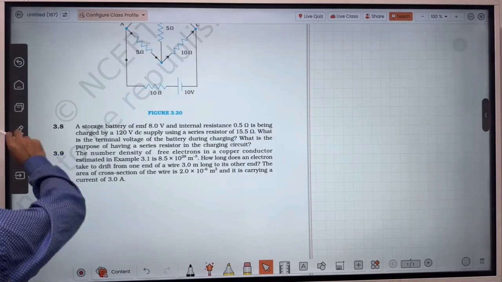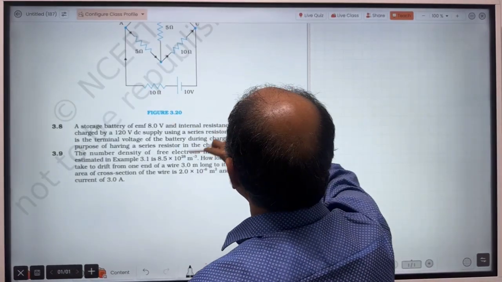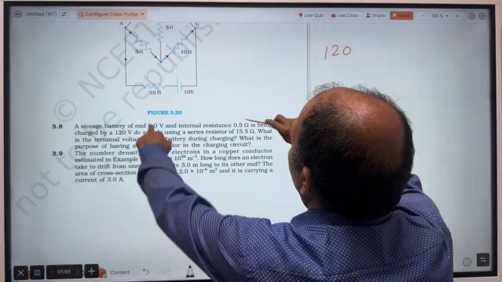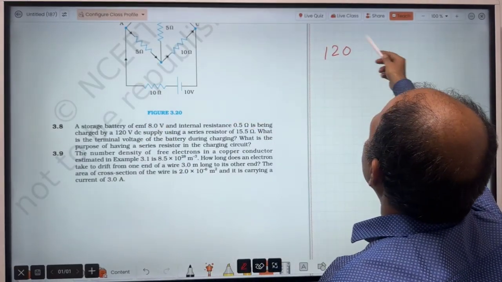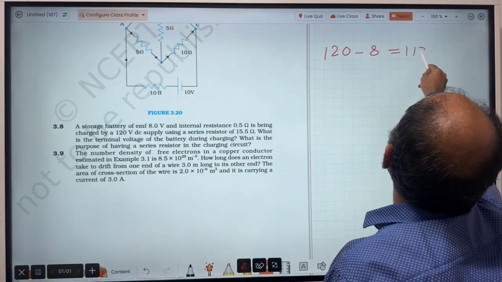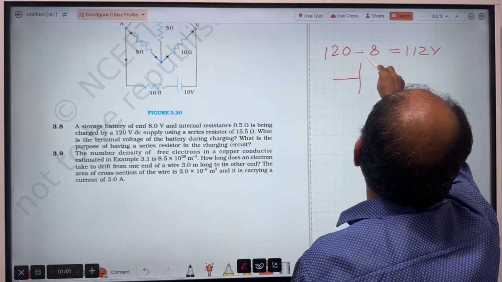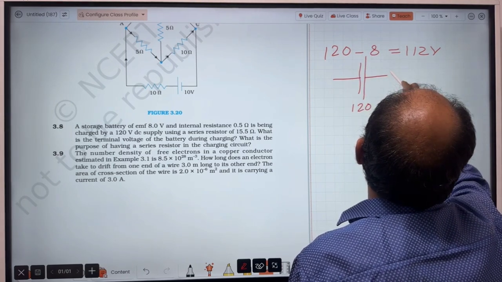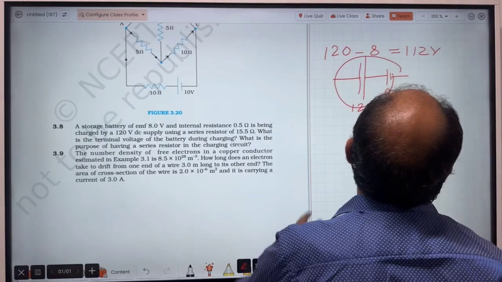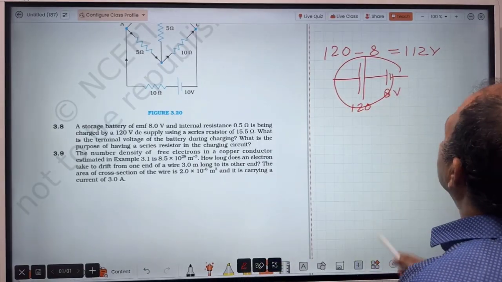So here, as I told you, this is the reverse case. First of all, it is being charged by 120 volt, and the positive of the cell is connected to the positive of the source. So the net voltage will be 112 volt. You understood? Suppose this is the charging point whose voltage is 120, and here 8 volt is connected. So the net voltage will be 120 minus 8, that is 112 volt. Now we can find the current.